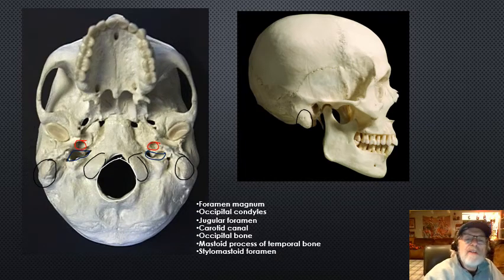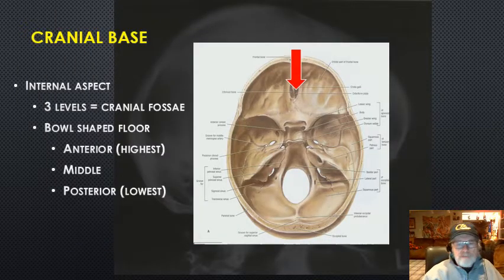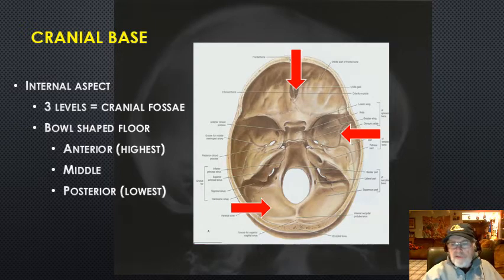You can't see much of the stylomastoid foramen here because this is a plastic skull, so you can't see a whole lot there, okay? But that's what we see with that. Now, that's the outside. The inside gets even better, okay? If you thought the outside was cool, the inside is even better.